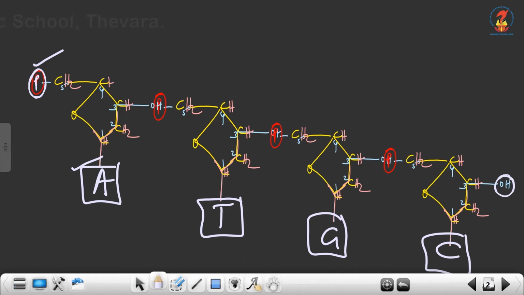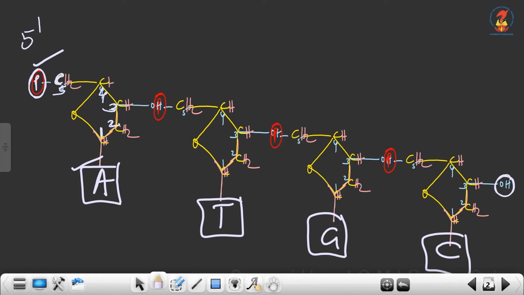Now look, where is this phosphate group connected? This phosphate group is connected to the fifth carbon atom. See, this is the first carbon atom, second, third, fourth, and this is the fifth carbon atom. So the phosphate group is connected to the fifth carbon atom, and hence it gets the name 5' end.